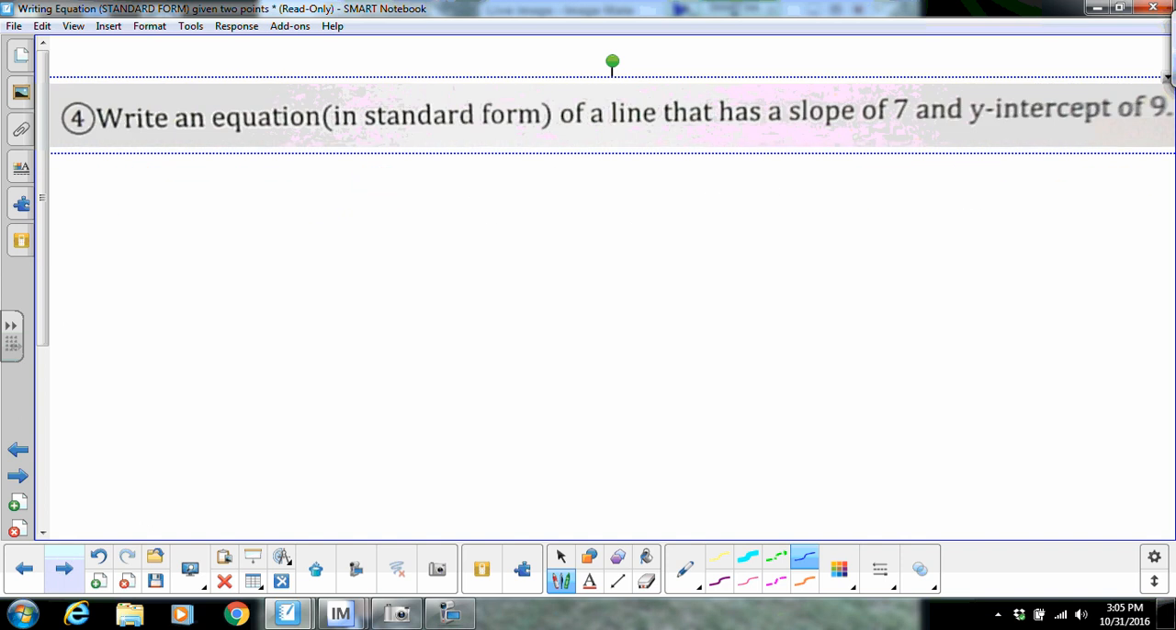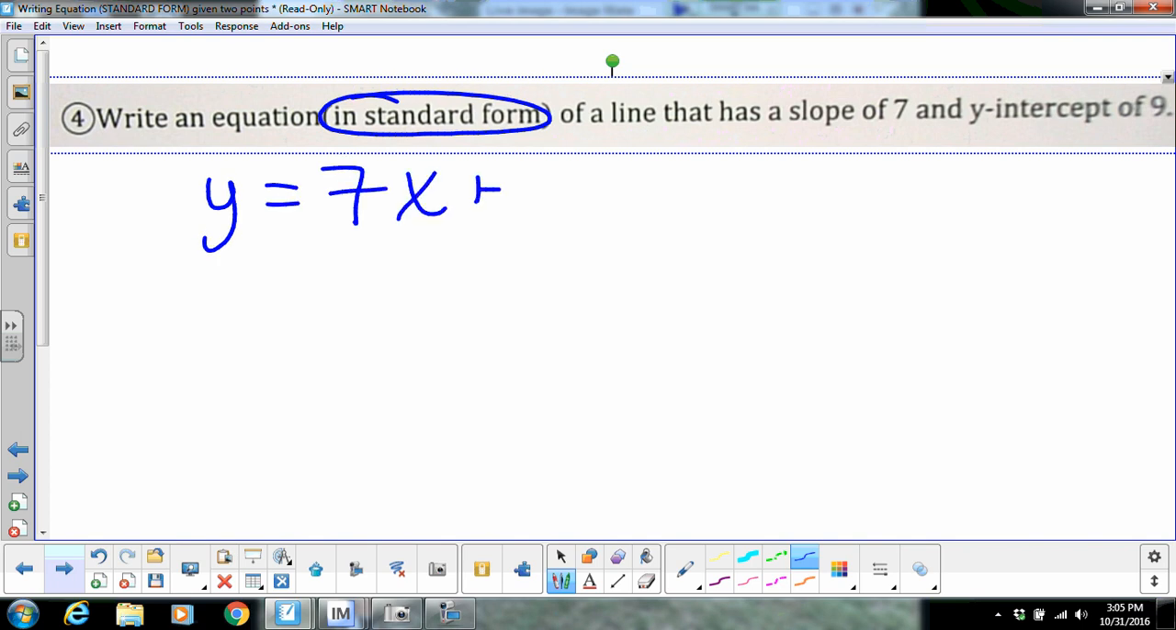All right, now we're going into our writing equation problems. Okay, so they want us to write an equation in standard form. Now remember, using your form friend, we're going to write everything in slope-intercept form first and then convert it to standard form of a line that has a slope of 7 and a y-intercept of 9. So I'm going to start with our slope of 7 and a y-intercept of 9. Now this is in slope-intercept form.